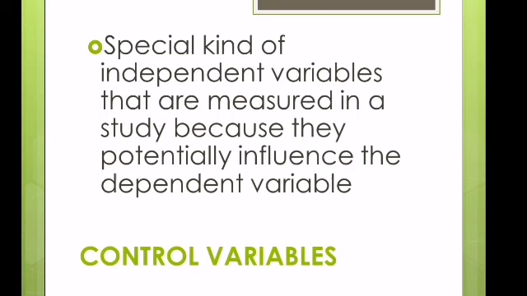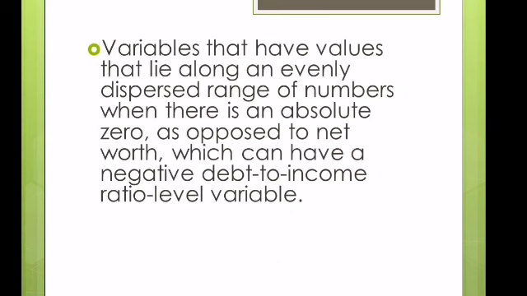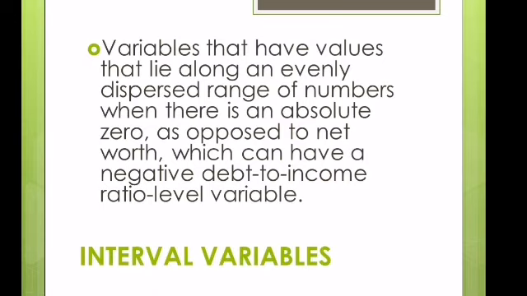Next question. Variables that have values that lie along an evenly dispersed range of numbers, and when there is an absolute zero, as opposed to net worth, which can have a negative debt to income ratio level variable. What type of variable? Yes, it is interval variable.